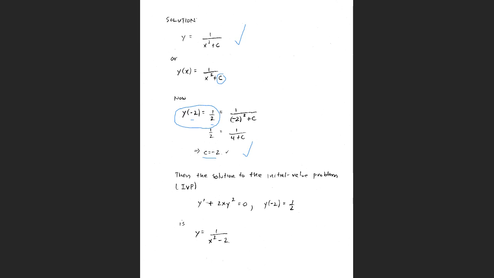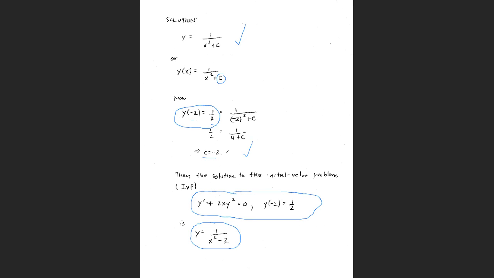And so the solution to our initial value problem, an initial value problem being the differential equation accompanied by an initial condition, is y equals 1 over x squared minus 2. Essentially, this whole process is to just solve for c and plug into the given problem. That's correct. That's right.